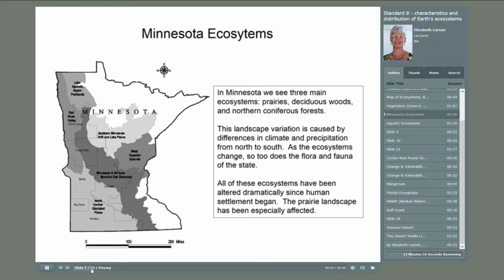This slide is showing Minnesota's ecosystems. Unlike Arizona, Minnesota is not a mountainous state. However, even so, we see three main ecosystems in Minnesota. We see prairies, we see deciduous woods, and we see northern coniferous forests. This landscape variation is caused by differences in climate and precipitation from north to south. As the ecosystems change, so too does the flora and fauna of the state. All of these ecosystems have been altered dramatically since human settlement began here. The prairie landscape has been especially affected.